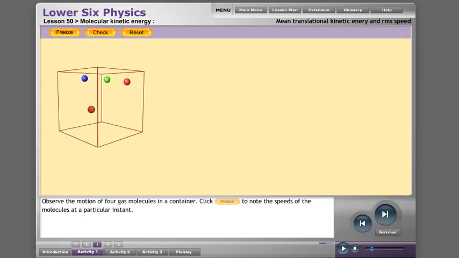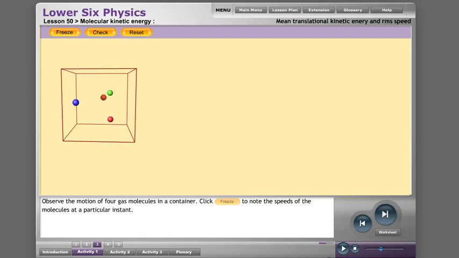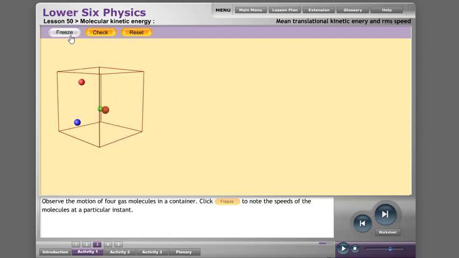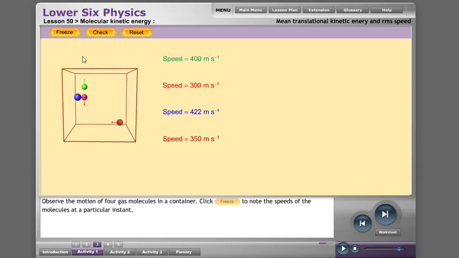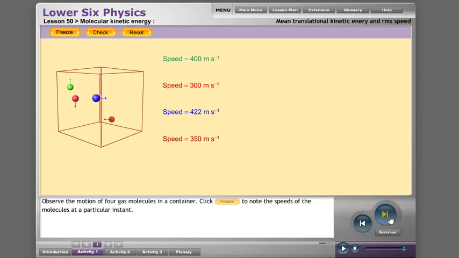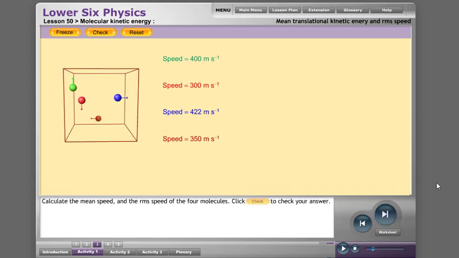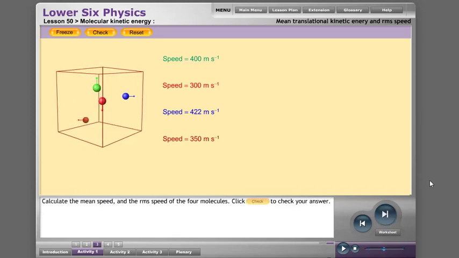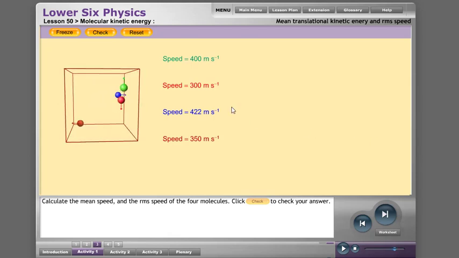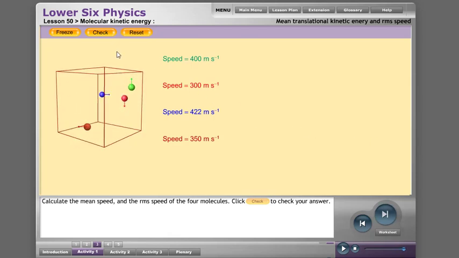Observe the motion of 4 gas molecules in a container. Click Freeze to note the speeds of the molecules at a particular instant. Calculate the mean speed and the RMS speed of the 4 molecules. Click Check to check your answer.